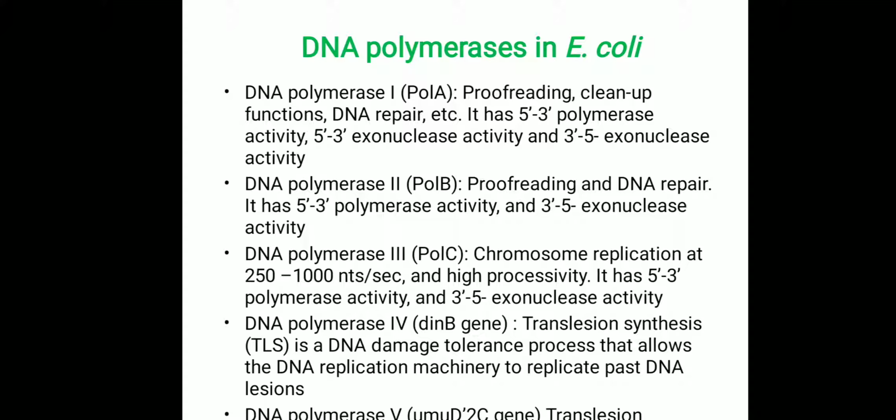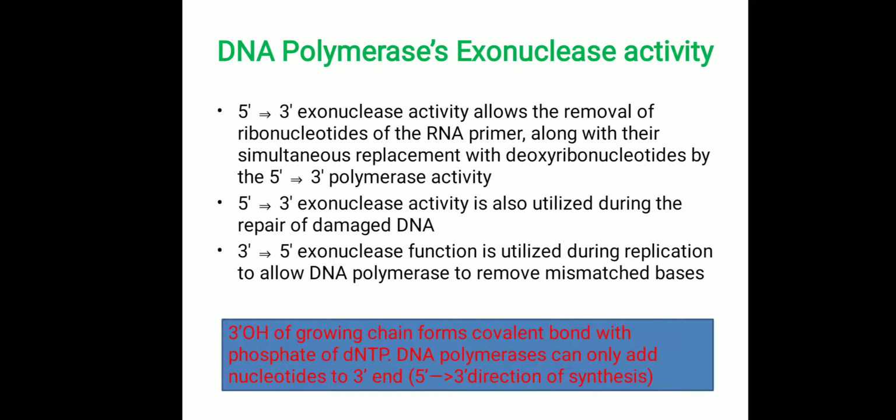And another enzyme is called DNA polymerase 5, which is translated from the UmuD2C gene. This is also involved in the TLS process. And next is the exonuclease activities of DNA polymerases.